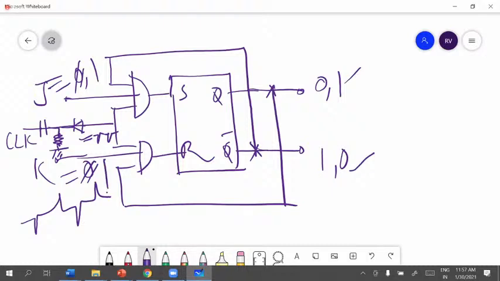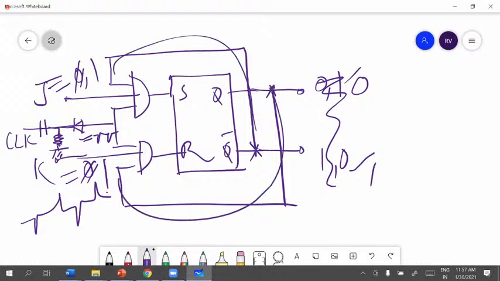S is 0 and S is 1. So toggling occurs based on the previous condition. If 1, 0 is there, you get 0, 1, and this continues in a series. Feedback connection is there, no? So if you keep this 1, 0 as it is, and then 1, 1 as it is, continuous toggling occurs.